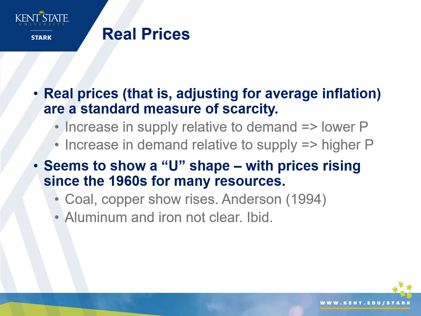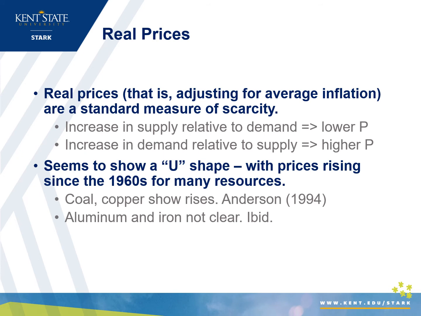Right? So as a good becomes less scarce, more available relative to the demands placed on it, prices will fall. Right? On the other hand, if we have an increase in demand relative to supply, then prices will tend to rise over time. Right? So it's fairly clear just from basic supply and demand that prices tell us something about the relative scarcity of goods and how they're changing over time. Well, if you look at real prices, that is prices after we adjust for inflation, this seems to show something of a U shape for most resources, with prices rising since about the 1960s for many.